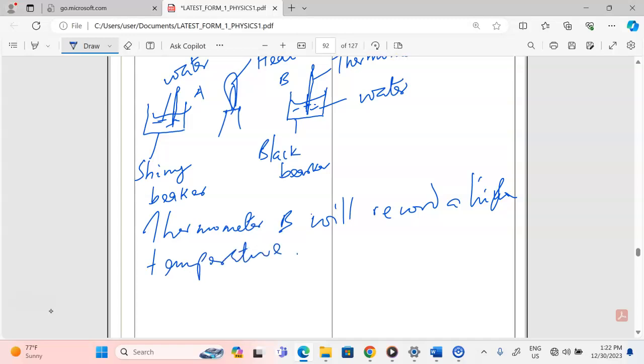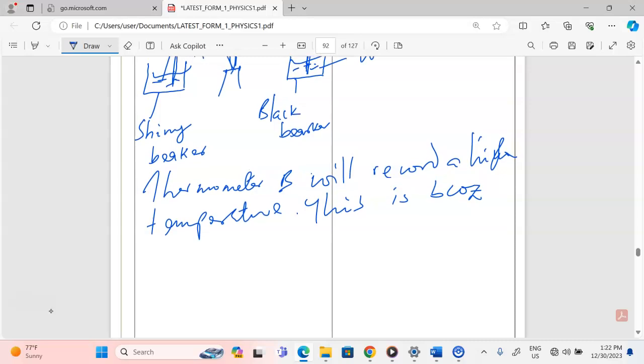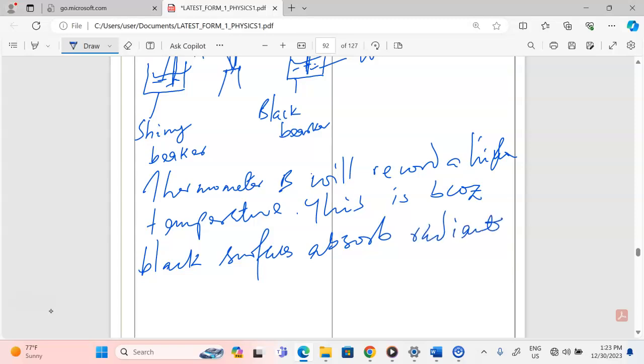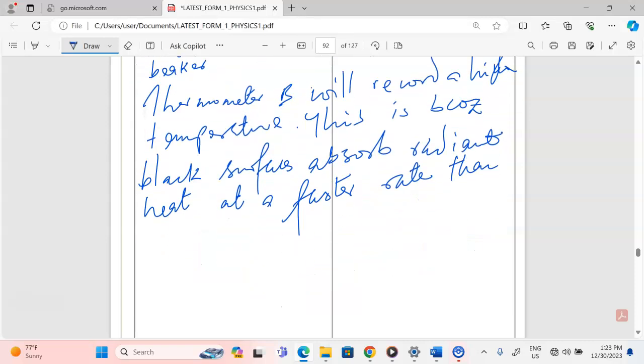Why does it happen so? This is because black surfaces absorb radiant heat at a faster rate than shiny surfaces.